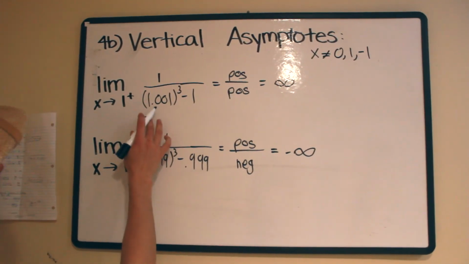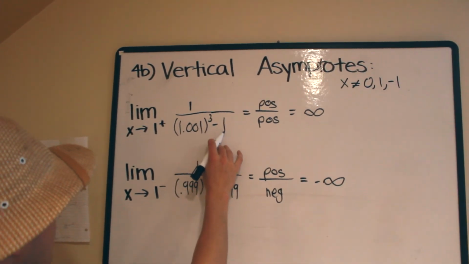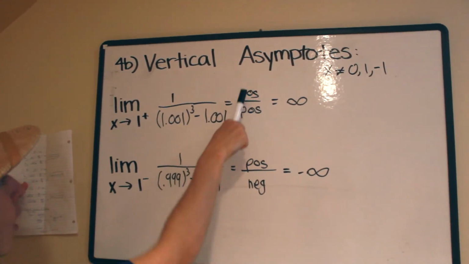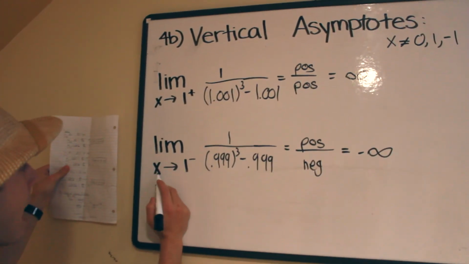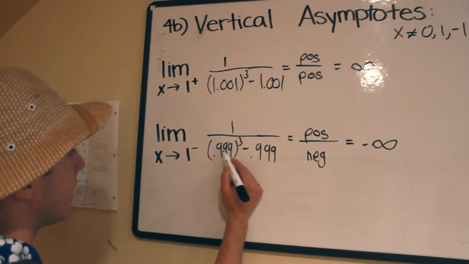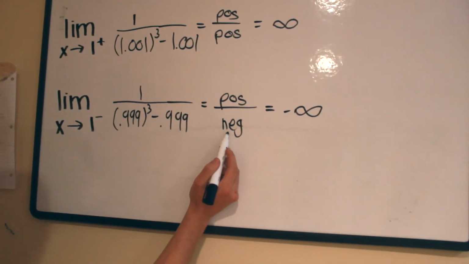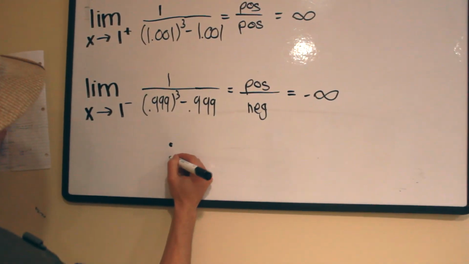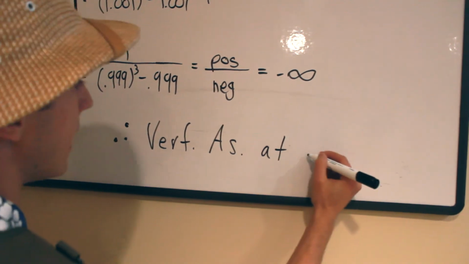I plugged in a number that was slightly bigger than 1. So 1.001 to the power 3 minus 1.001 will always give you a positive number over a positive number, so you will have positive infinity. Now, as it approaches 1 from the left, I put in a number that's slightly smaller than 1, 0.999 to the power 3 minus 0.999 will give you a positive number over a negative number, which equals negative infinity. So therefore, you have a vertical asymptote at x equals 1.